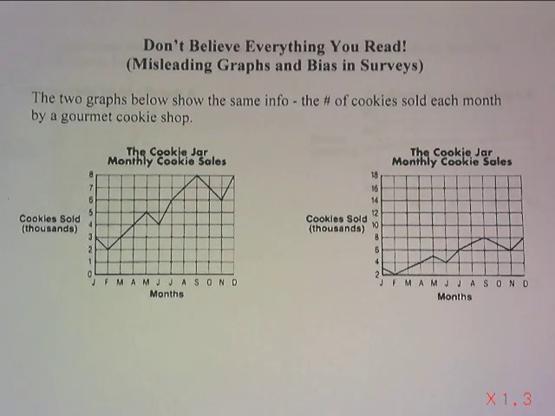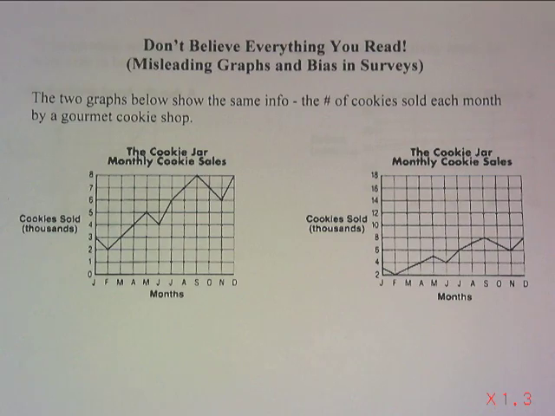So this video is about misleading graphs and misleading statistics, including things like bias in surveys. I like to call it don't believe everything you read, because statistics can be used to convince you of things, and often the exact same statistics can be used and manipulated in multiple ways to look convincing for one side or the other. So for example, we have two graphs here.